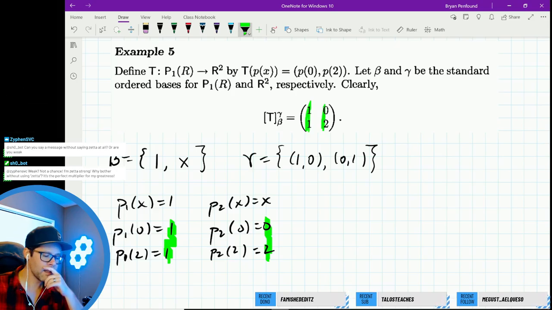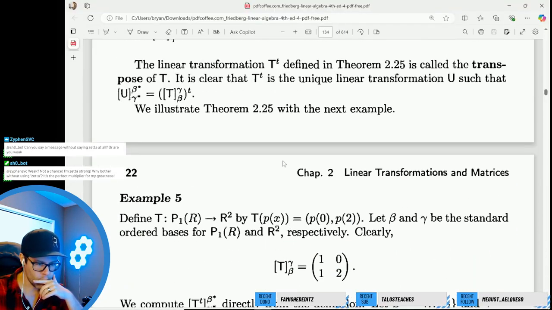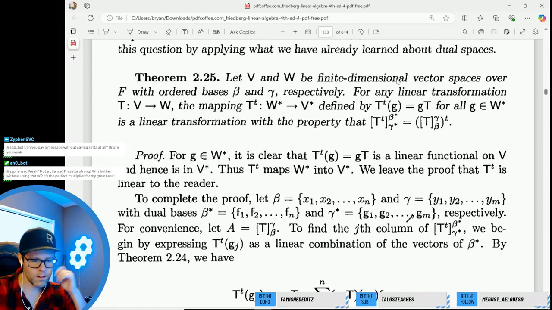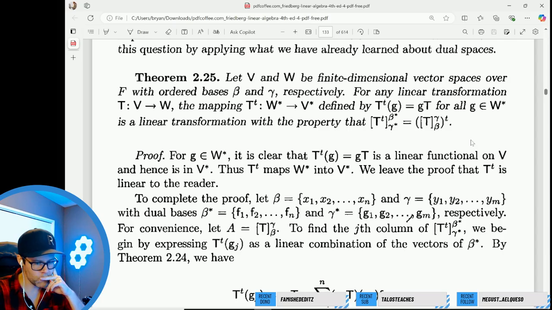Is that what they're saying? Is that what they're saying? So theorem 2.25 tells us how to set up the T transpose dual problem. Oh, by thinking about the transpose of T.